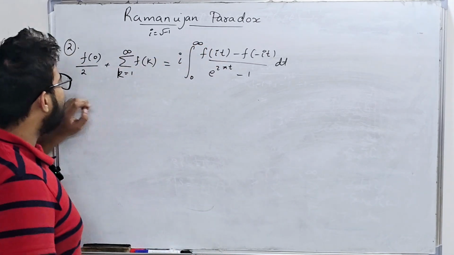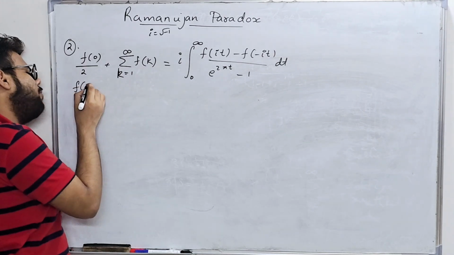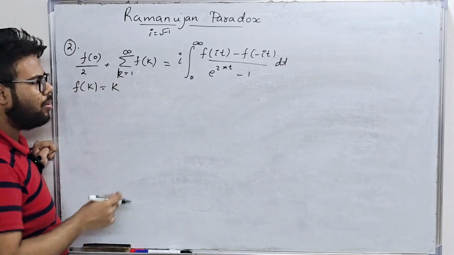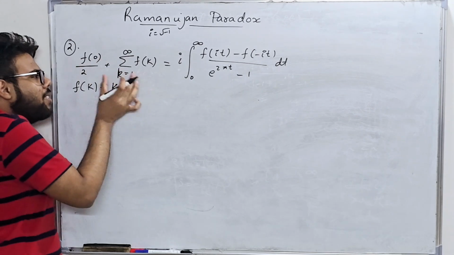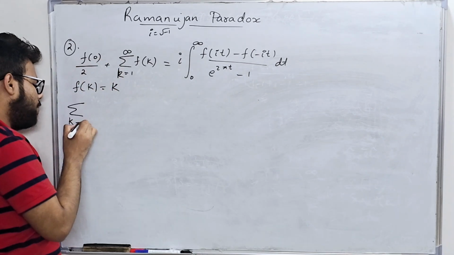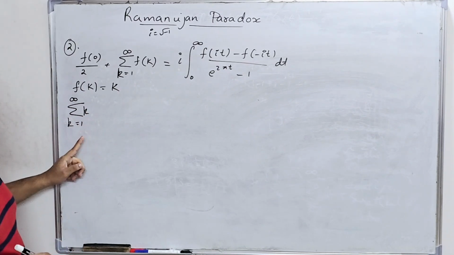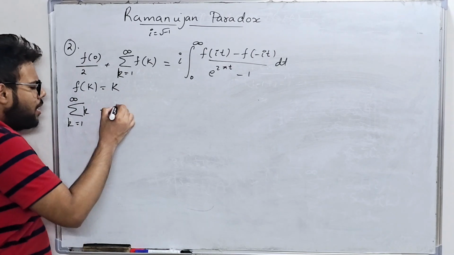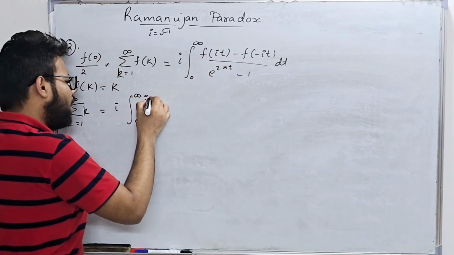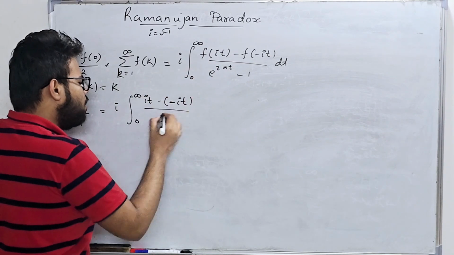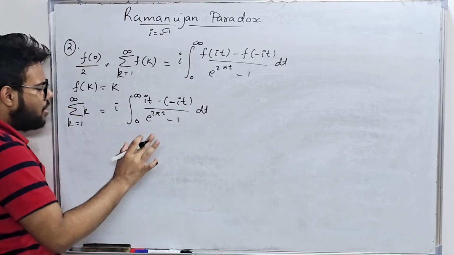Okay, so how do you turn f at k to k? Simply put f(k) equals k, so it will become the sum of all the numbers from 1 to infinity, right? And f(0) will become 0, which means the whole LHS turns like this. It is 1 plus 2 plus 3 to infinity, equal to the integral from 0 to infinity. Put the value of the function, it minus minus it, upon 2 e raised to the power 2 pi t minus 1 dt, right? And just solve it now.